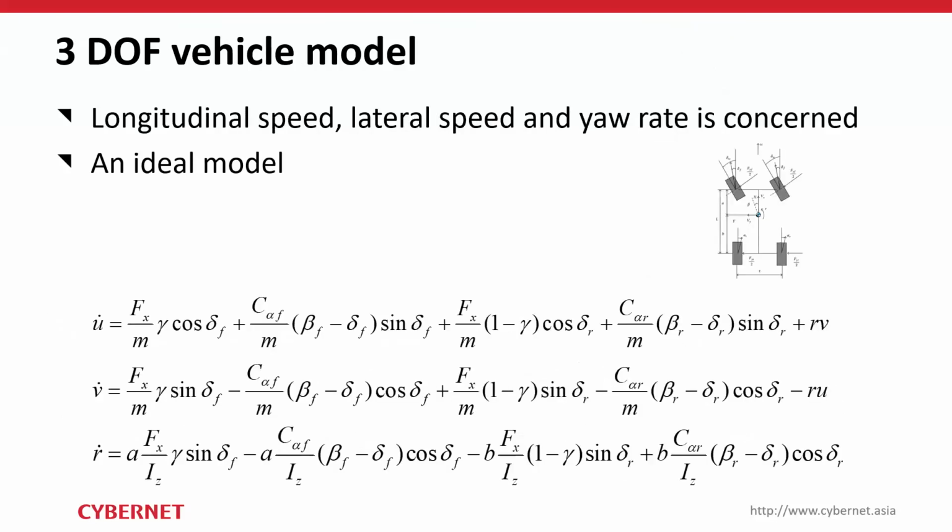This is the 3 DOF vehicle model. It is better because we have the longitudinal speed. We can have some powertrain controller on it. However, it is still ideal. We don't have suspension details in this model. Although it becomes nonlinear, it is not the model we want in the end.